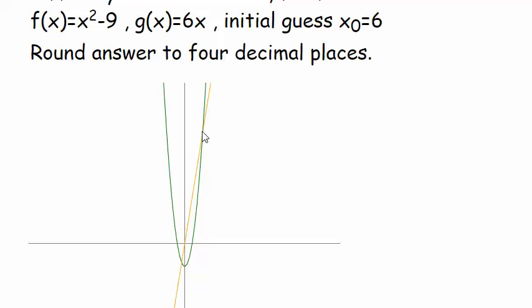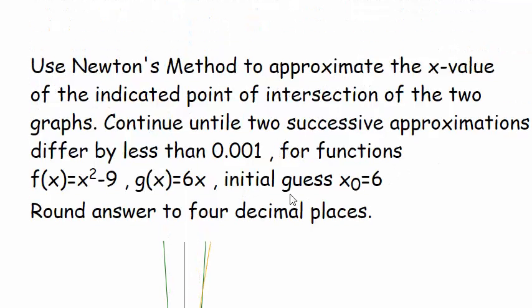And we want to find where the intersection is. Actually, what we're going to find is the x coordinate. We're not interested in the y, just the x. And we're going to use Newton's method, believe it or not, to figure that out. It's pretty interesting actually. The initial guess is at 6.